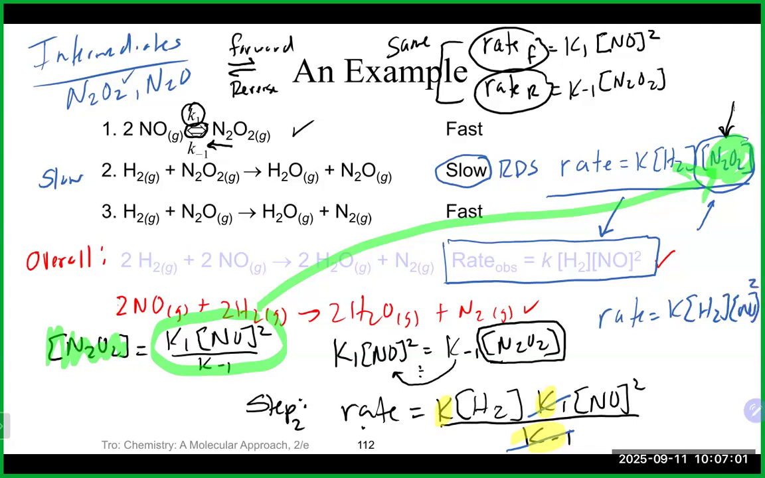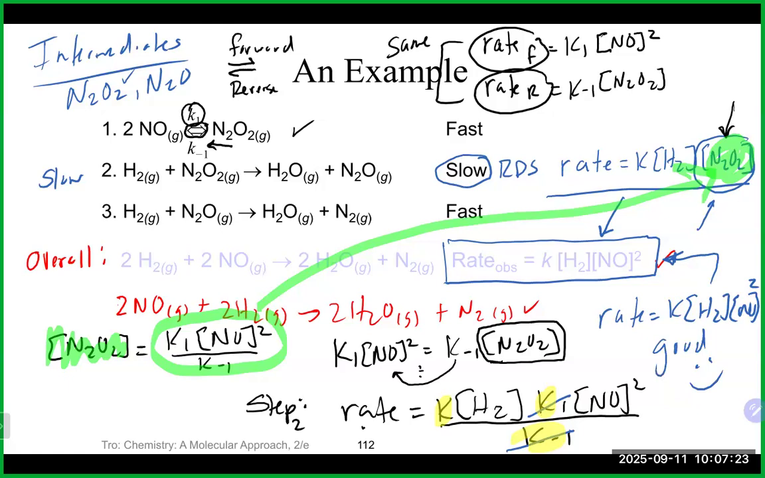Now we have something that does not have an intermediate in it, and we can compare it to the observed one. Does it match now? It does match now. And it is going to be actually a good mechanism, a plausible mechanism, really, if you want to call it that, which is what most people would call it.